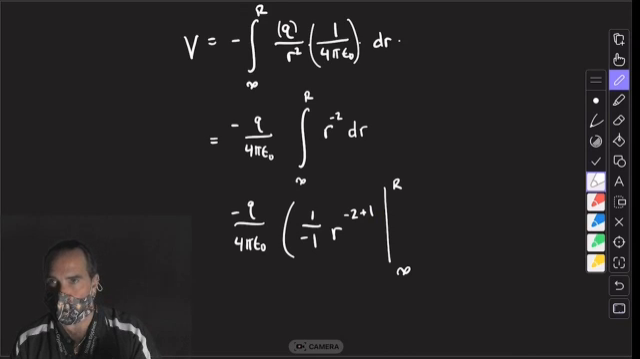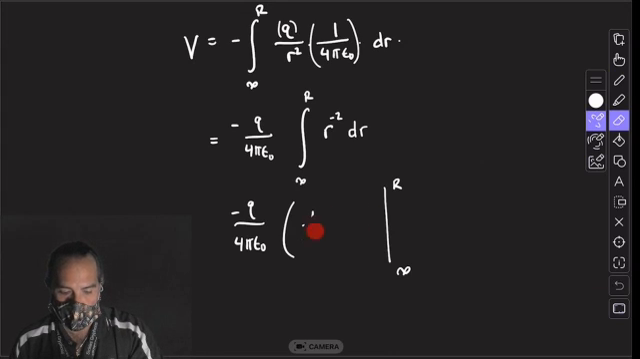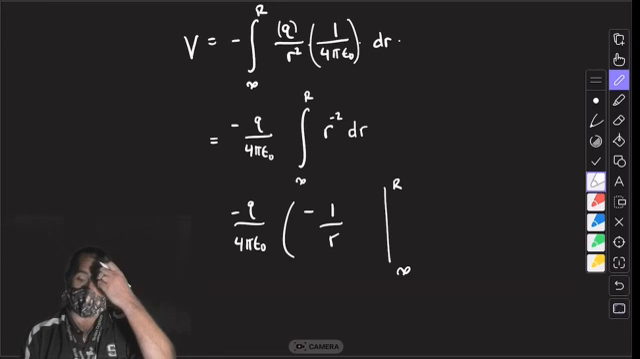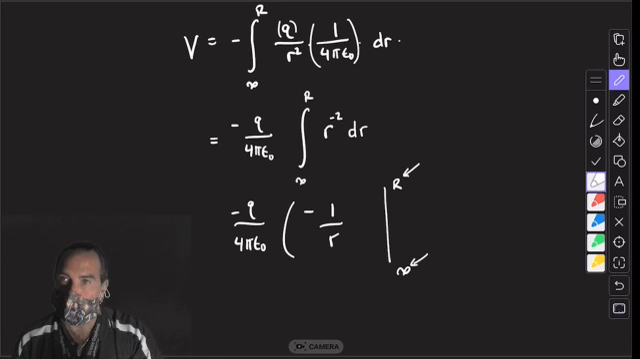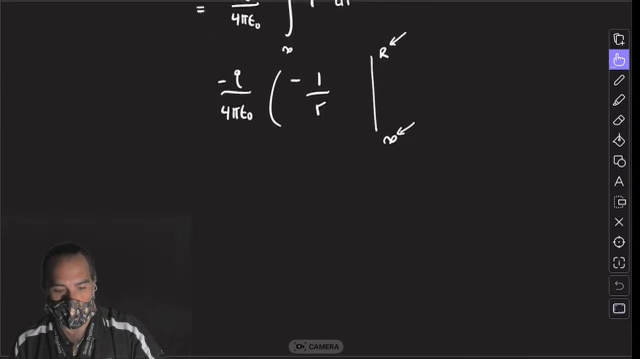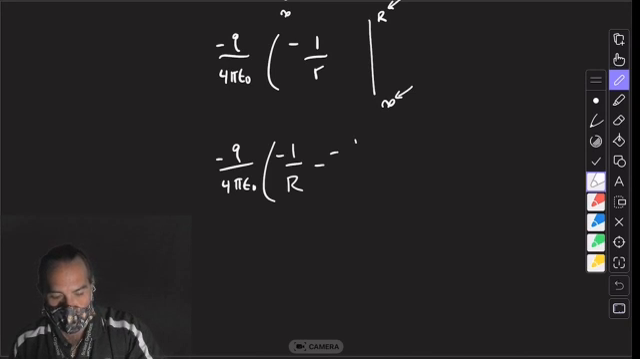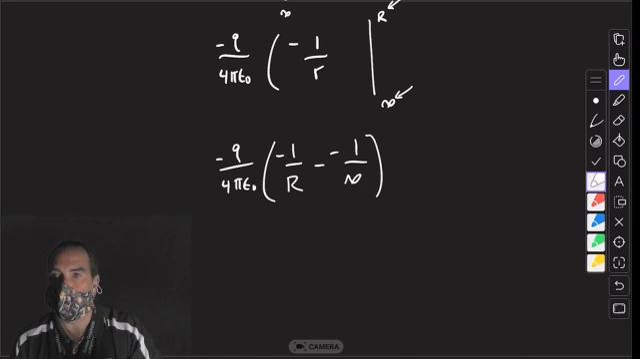Are we doing okay so far? Okay. Well, the next thing I do is I'm going to simplify this, and I think you all can agree that it's just -1 over r. So now I can apply my limits. Applying the limits just means to put both limits in there. So I'll have negative 1 over r minus negative 1 over infinity. Now, 1 over infinity is just 0.